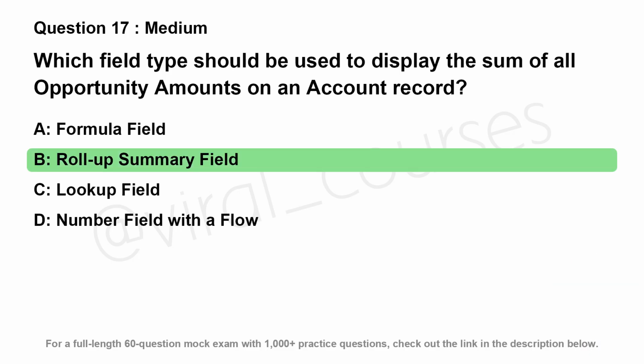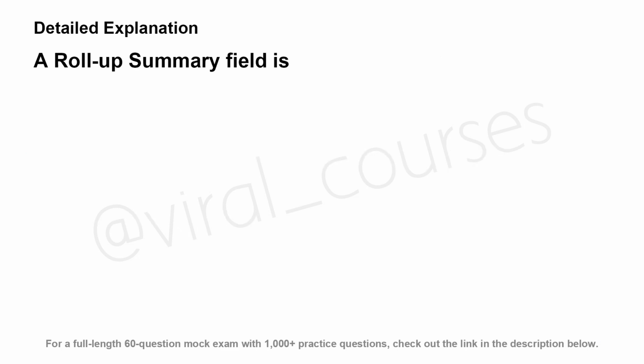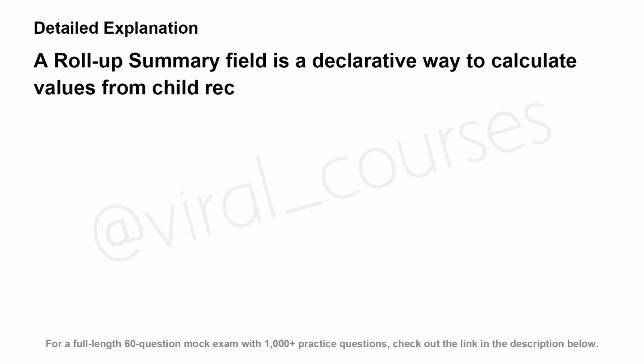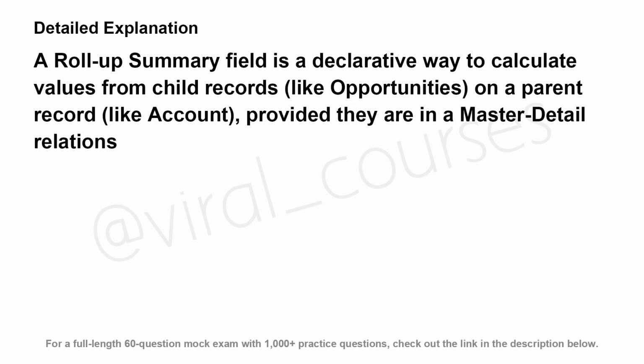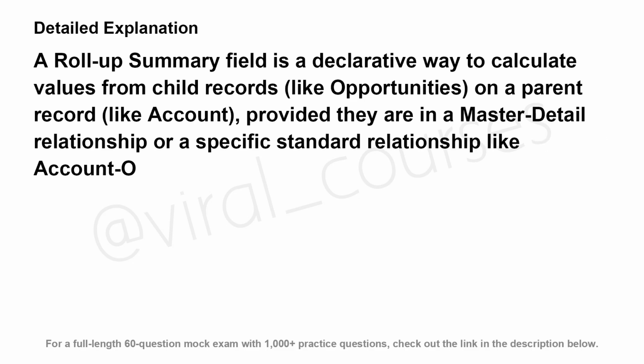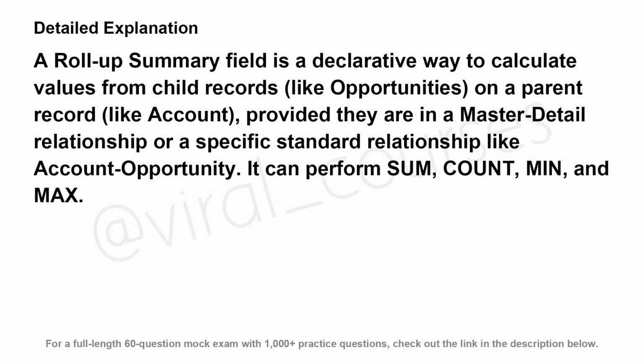The correct answer is B. A roll-up summary field is a declarative way to calculate values from child records, like opportunities, on a parent record, like account, provided they are in a master detail relationship or a specific standard relationship like account opportunity. It can perform sum, count, min, and max.